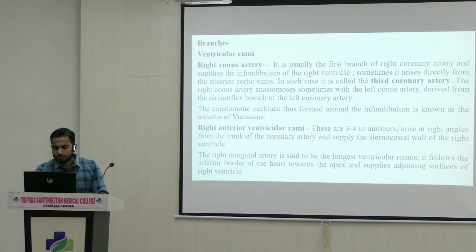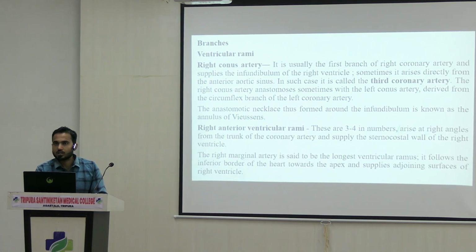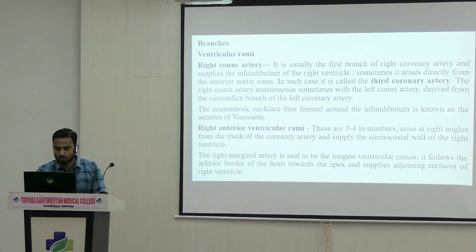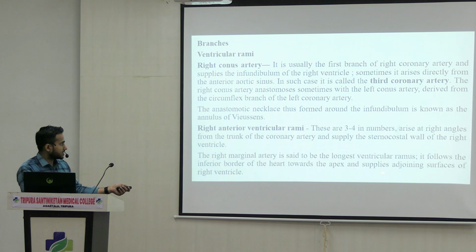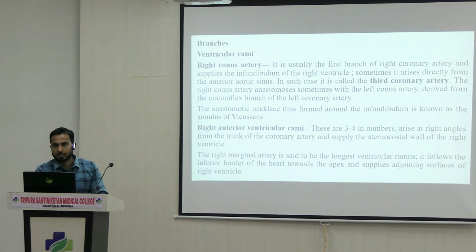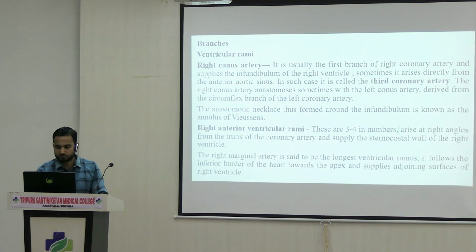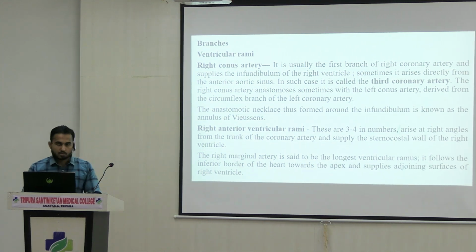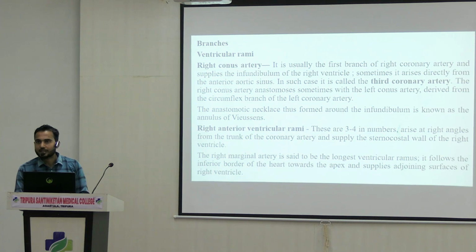Now among them, one artery is significant, that is the right marginal artery, which is the longest ventricular ramus. It follows the inferior border of the heart towards the apex and supplies the adjacent area. So this is about the ventricular rami.